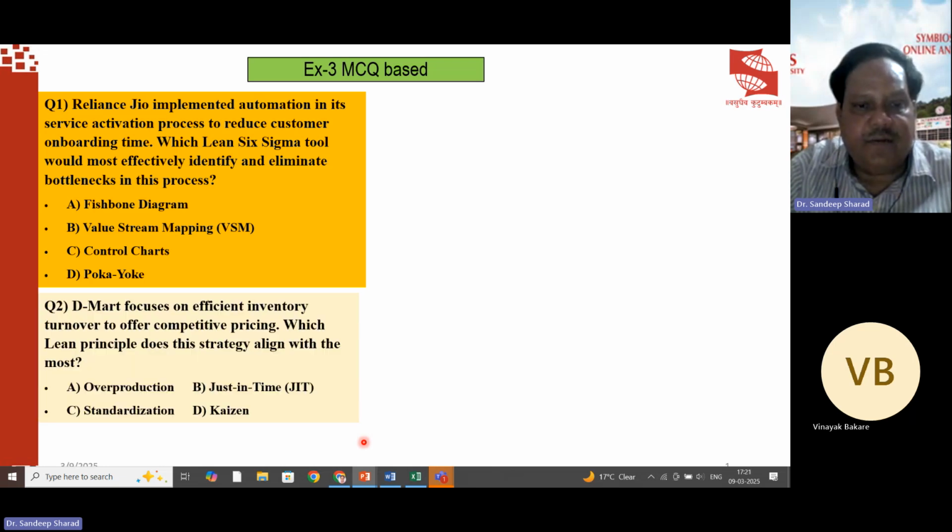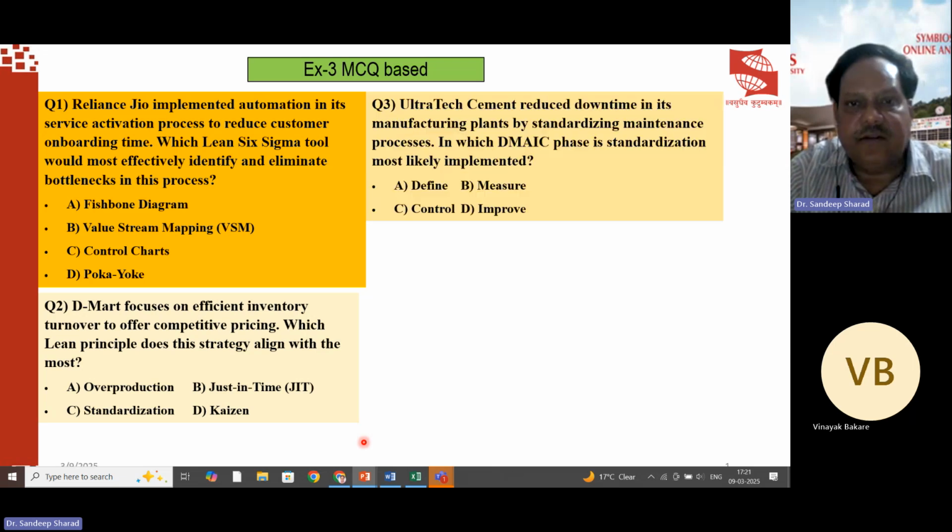DMart focuses on efficient inventory turnover to offer competitive pricing. Which lean principle does this strategy align with the most? I think the options are overproduction, just in time, standardization, Kaizen. So just in time is the appropriate answer.